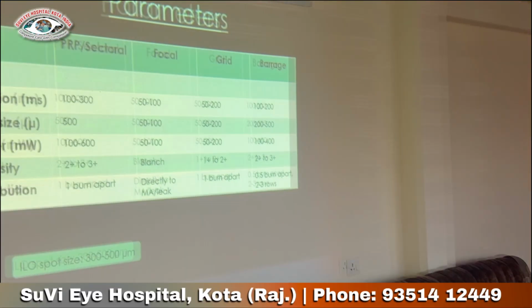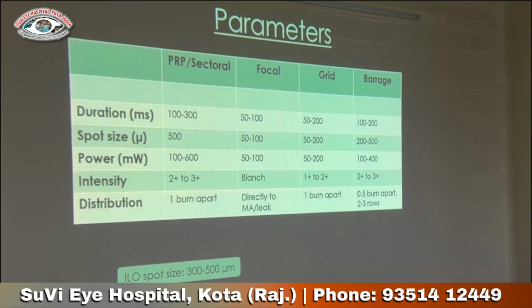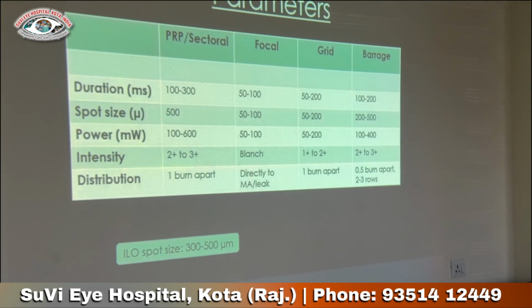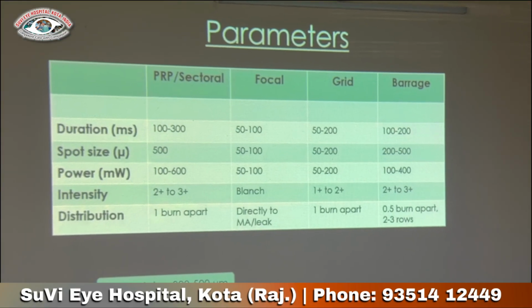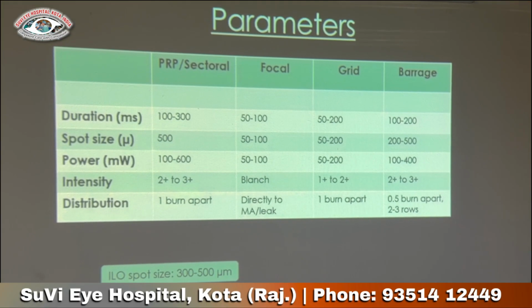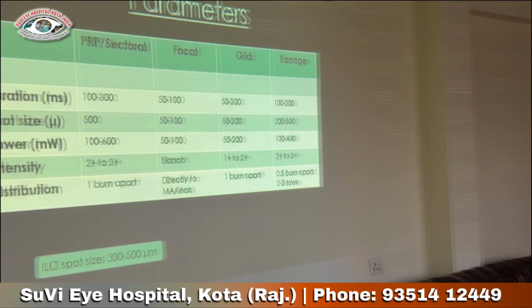The most important thing I would like to elaborate is that the grade of the burn is very important. For PRP, grid and barrage, grid is obsolete nowadays. For PRP and barrage, we use grade 2 to 3 burns, and the power can be different, because power depends on your media. If the patient has a clear lens, a young patient or pseudophakic patient, or if it's a dense cataract, then we need to use more power. So it does not depend mostly on the power, it depends on the grade of the burn. We should aim for grade 2 to 3 burns.